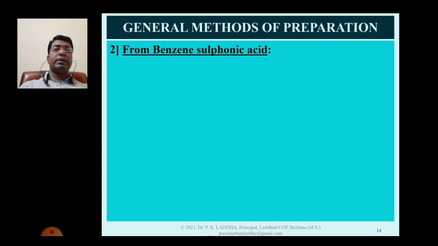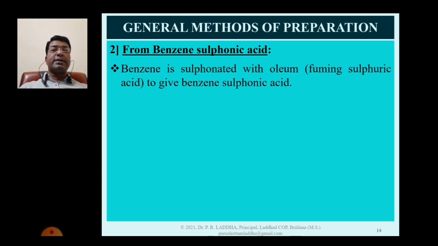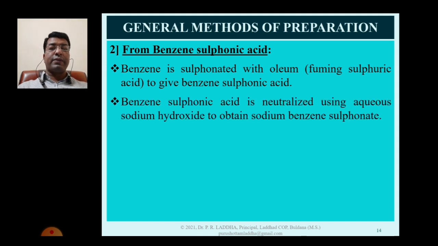Second method is from benzene sulfonic acid. We have already seen that benzene sulfonic acid can be obtained from benzene when it is sulfonated. So benzene is sulfonated with oleum. Oleum means fuming sulfuric acid. This is nothing but a sulfonation reaction, which is one of the electrophilic aromatic substitution reactions of benzene. That will give us benzene sulfonic acid. And then benzene sulfonic acid on further treatment in three different steps will give us phenol.